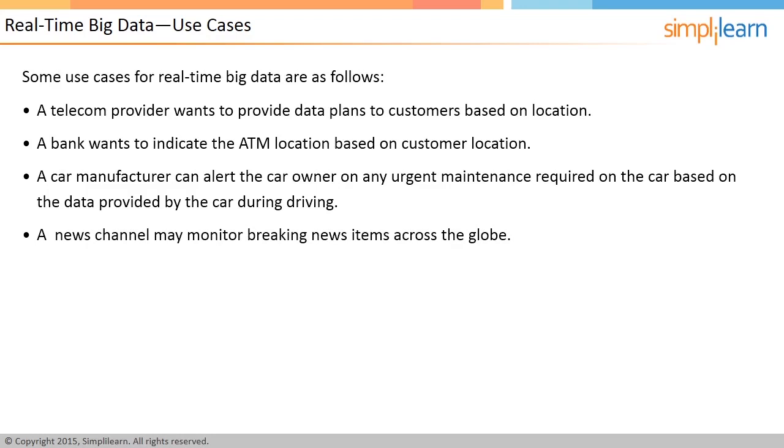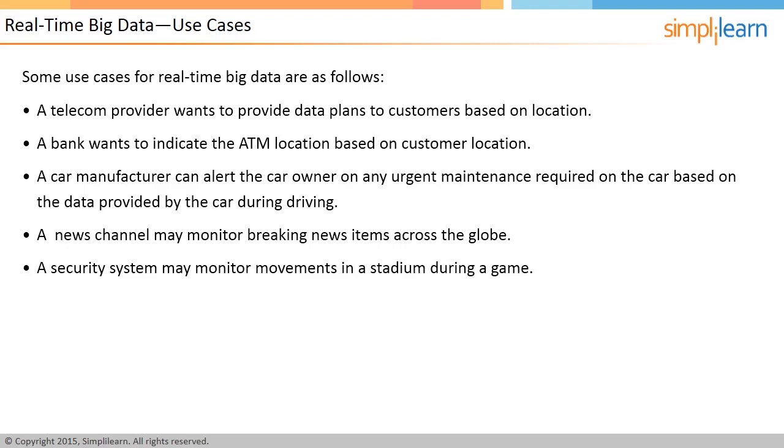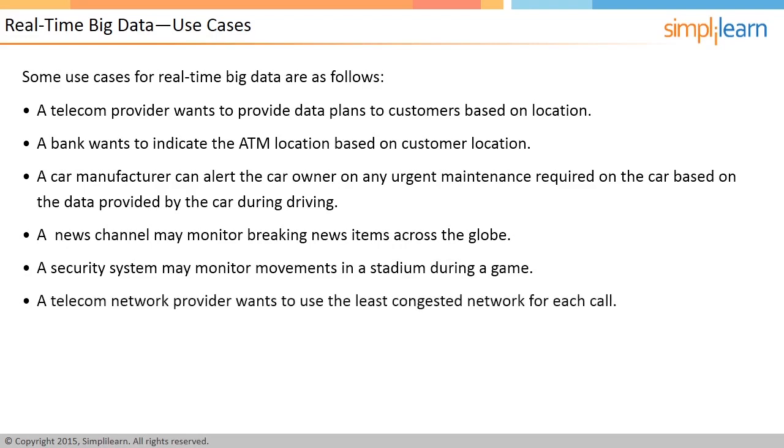A telecom network provider wants to use the least congested network for each call. The decisions have to be made in real time. A credit card company wants to prevent fraudulent transactions. Here, probably both real-time and offline processing may be involved. A stock market application recommends stocks to buy every second based on the market conditions. Volatile market conditions have to be analyzed in real time.